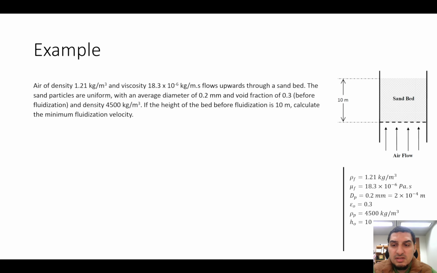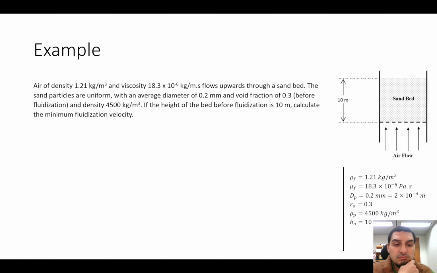We have air with density 1.21 kilogram per meter cube and viscosity of 18.3 times 10 power minus 6 kilogram per meter second. It flows upwards through a sand bed. The sand particles are uniform, so we know the average diameter is 0.2 millimeter. So we have the particle diameter here. We know the density and the viscosity. And 0.3, this is before fluidization, so this is for the minimum fluidization velocity, and the rho particle is 4,500 kilogram per meter cube, and the height of the bed is 10 meters. We want to calculate the minimum fluidization velocity.